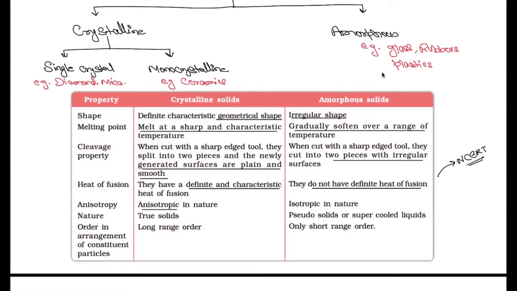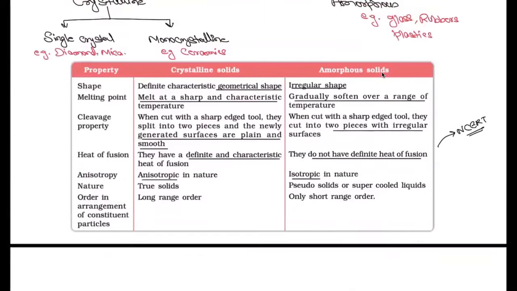Anisotropic in nature. Isotropic in nature, right? Anisotropy and isotropy are basically about the physical properties along every direction. If it is the same in every direction, it is isotropic. If it is not the same in every direction, it is anisotropic. For example, if we talk about the refractive index of a material, and in this direction, this direction and this direction the refractive indices are the same, we can say that it is isotropic in nature, because in all directions the properties are the same, right?